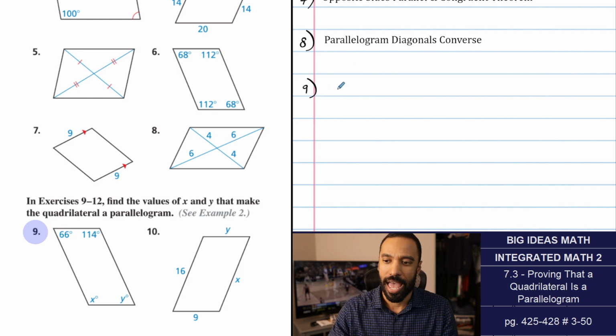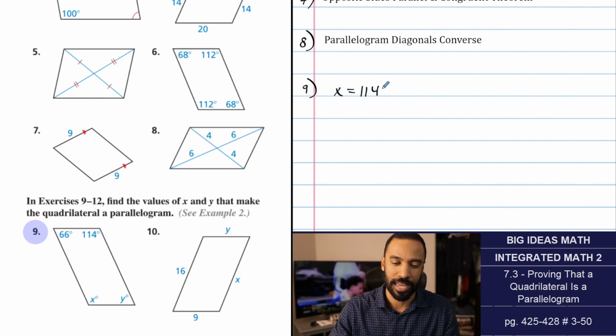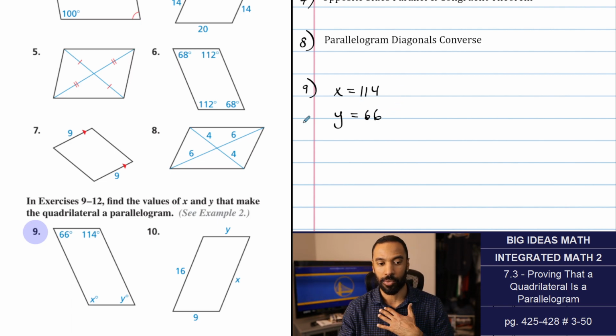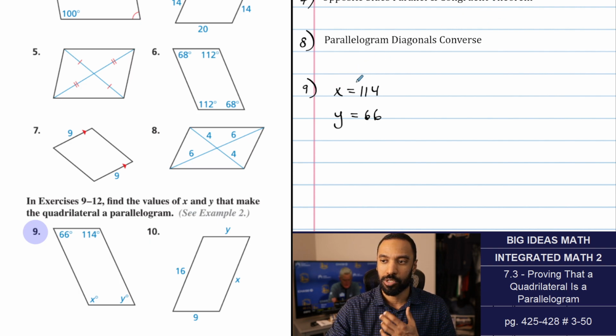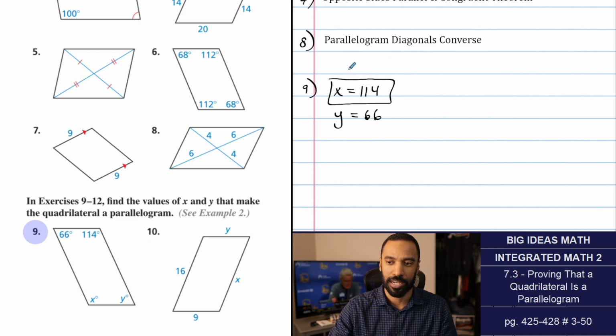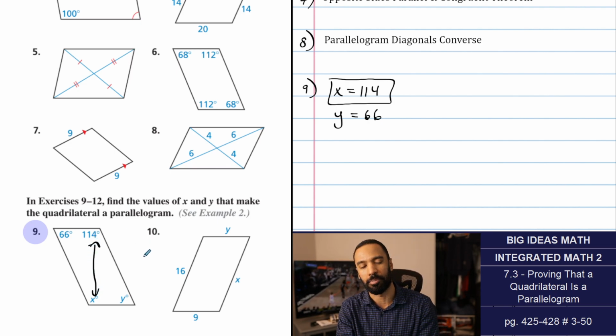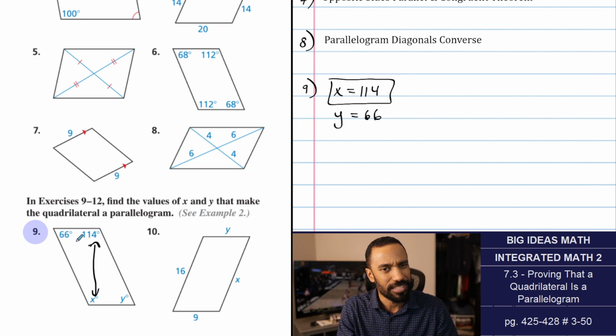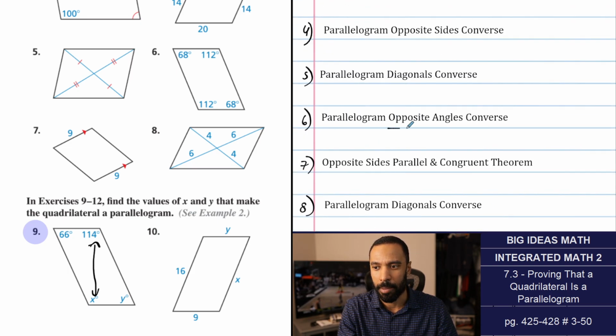I mean, ish. X is going to be 114. Again, I'm not doing anything here if the problem's already copied down, unless there's work that I need to show, and I don't need to show any work here. In this particular case, y is 114. And by the way, notice I didn't put degrees, because x already has a degree mark there. Why is x 114? Because it's an opposite angle with this thing here. And notice that I didn't do the supplementary one. I didn't say 180 minus 66 is x and all that stuff, because they didn't seem to call that a theorem. But this is based off the parallelogram opposite angles converse.